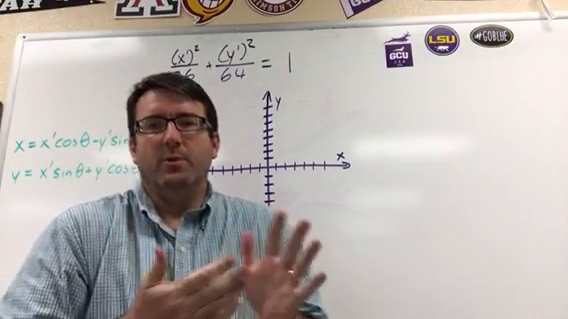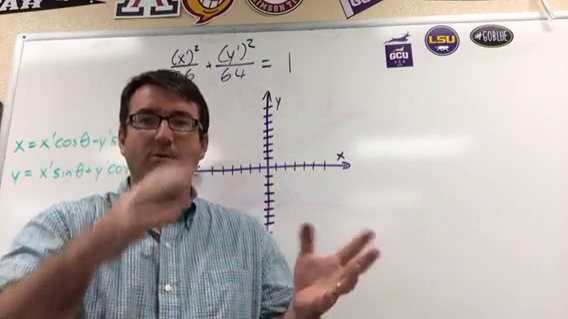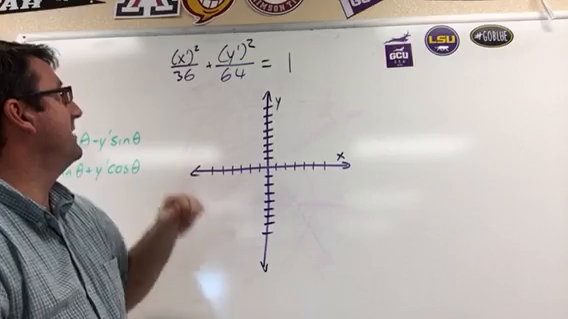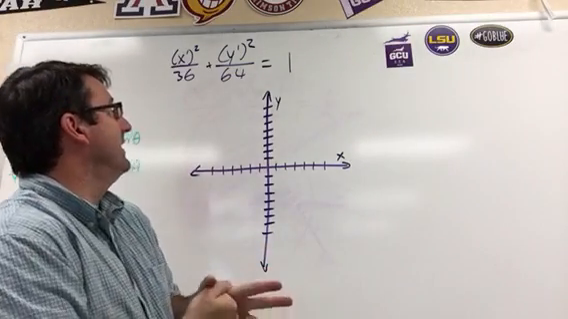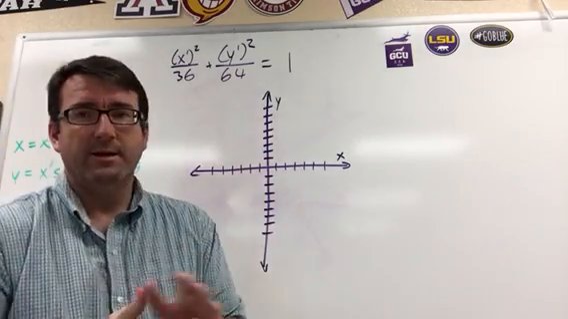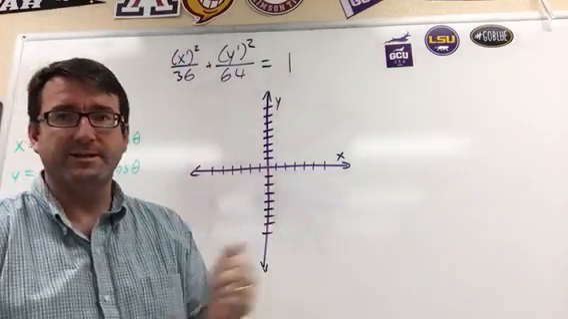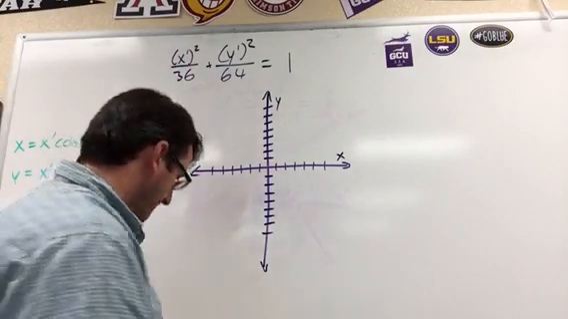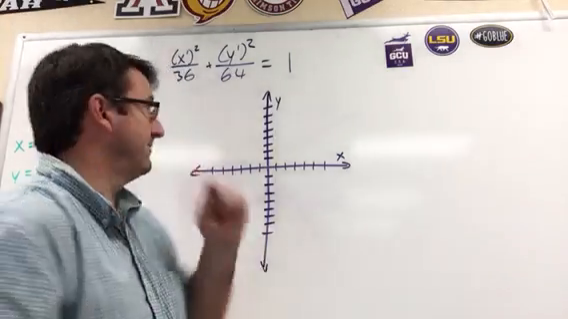All right, in this example, we're asked to graph a conic section that's been rotated. So we're given this equation, x prime squared divided by 36 plus y prime squared divided by 64 is equal to 1. First of all, if this were just x squared over 36 plus y squared over 64 equals 1, then this would not be difficult to graph, right?